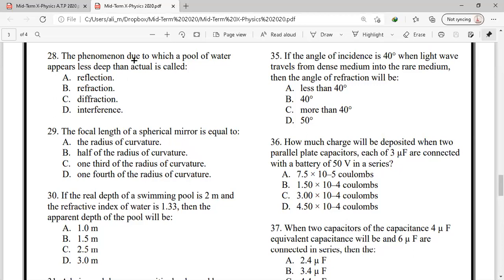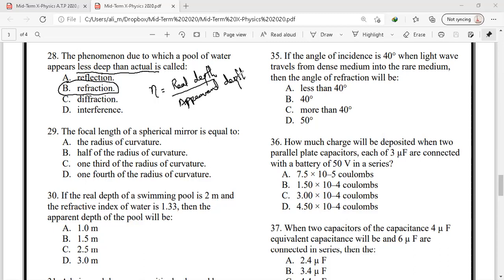Question number 28. The phenomenon due to which the pool of water appears less deep than the actual depth. So we have studied that this process is known as refraction, and with the help of this definition, we can also define the refractive index, that is equal to the real depth under the liquid or any medium divided by the apparent depth. So this is equal to the refractive index. Correct option is option B.